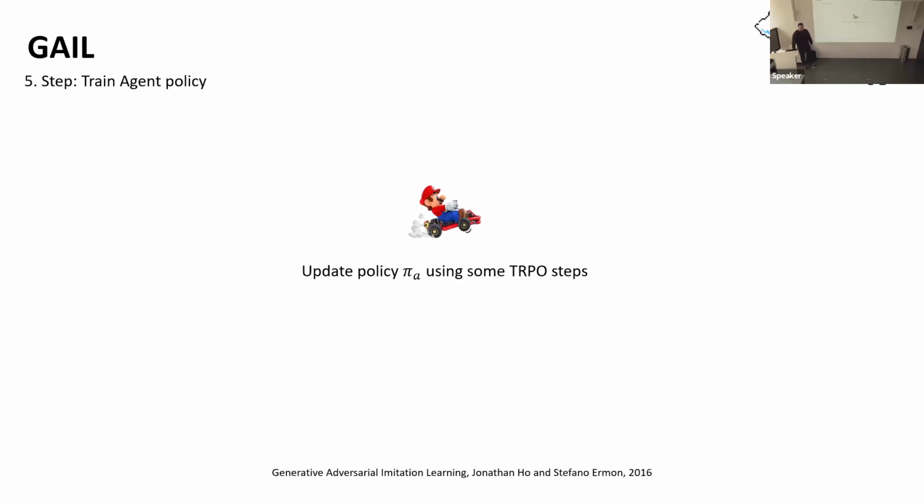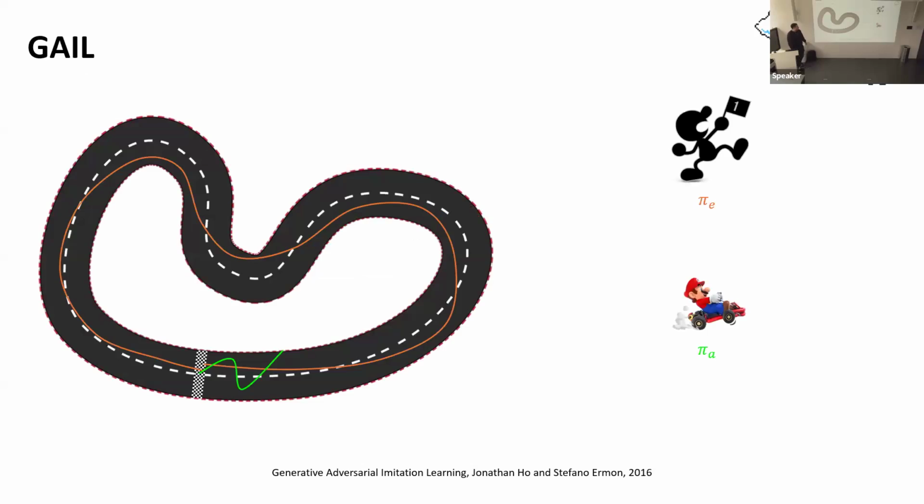That's trust region policy optimization that they used in this paper. And we do some steps with that. And then the whole iteration begins from step one, where we sample our trajectories, train our discriminator, and we do this until we find an optimum. So how could this look like?